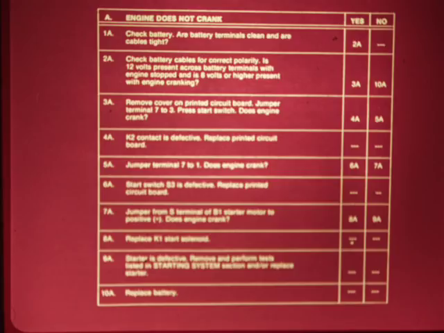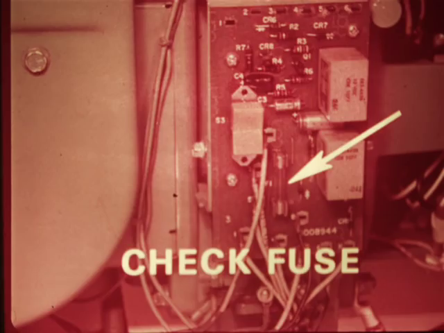Assume the problem is that the engine cranks and kicks but doesn't start. Look at Chart B. The first check asks if the F1 fuse on the control board is okay. So locate fuse F1 and check both of its terminals for power. If the fuse is okay, check the K1 start solenoid for 12 volts while the engine is cranking. If 12 volts are present while the engine is cranking, see if the engine starts with the start switch pushed.